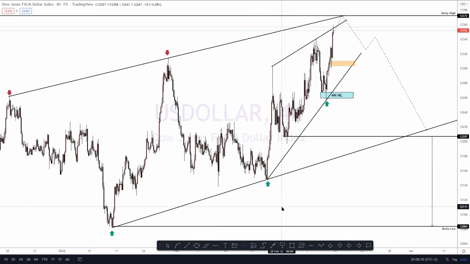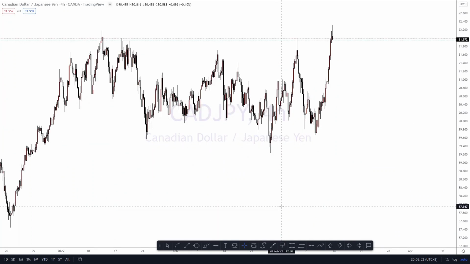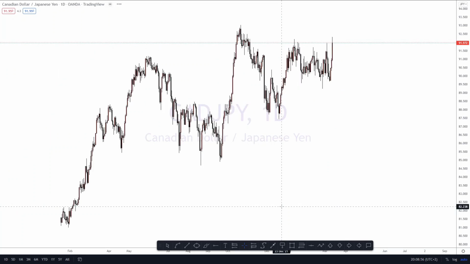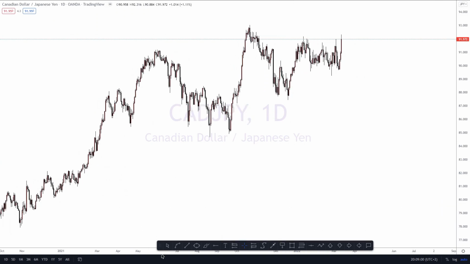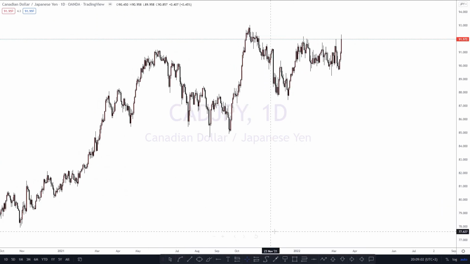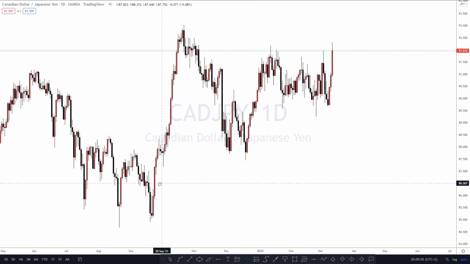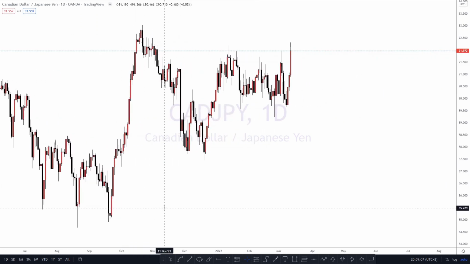Let us now move to CAD JPY. So we're gonna start CAD JPY on daily, just to see what daily has for us. You can see it's a bit of pushing to the upside, but we don't really want to go way too far back, right? We don't want to go way too far back. We just want to understand what is currently happening just here.